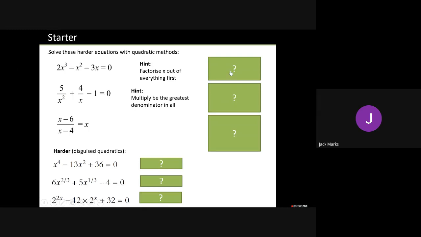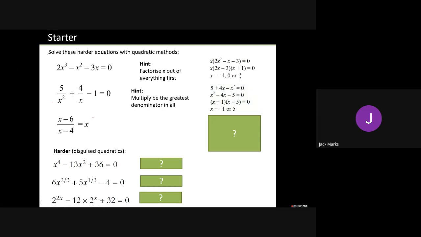So assuming you've done that, take the x out first. You're left with a normal quadratic. Don't forget to actually solve it. What do we have next? Multiplying through by x, but actually going further than that, multiplying through by x squared will make it much easier to deal with this quadratic here and to solve.